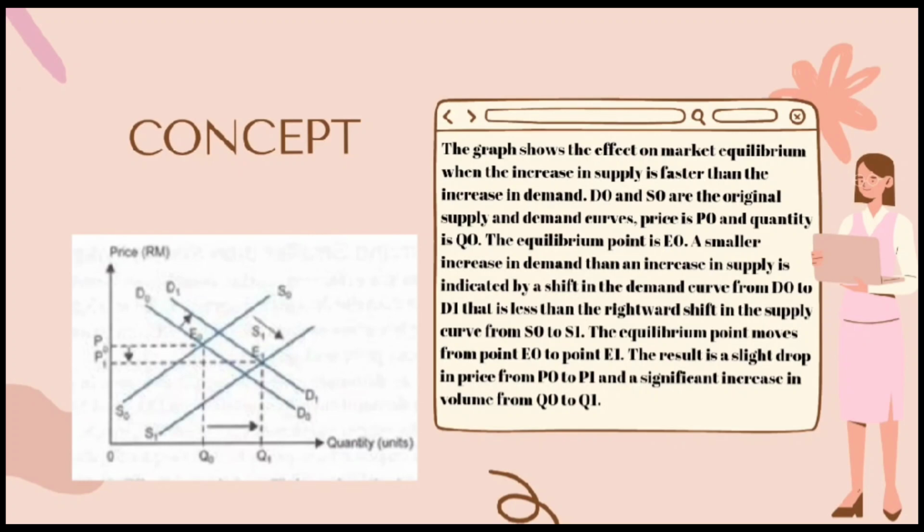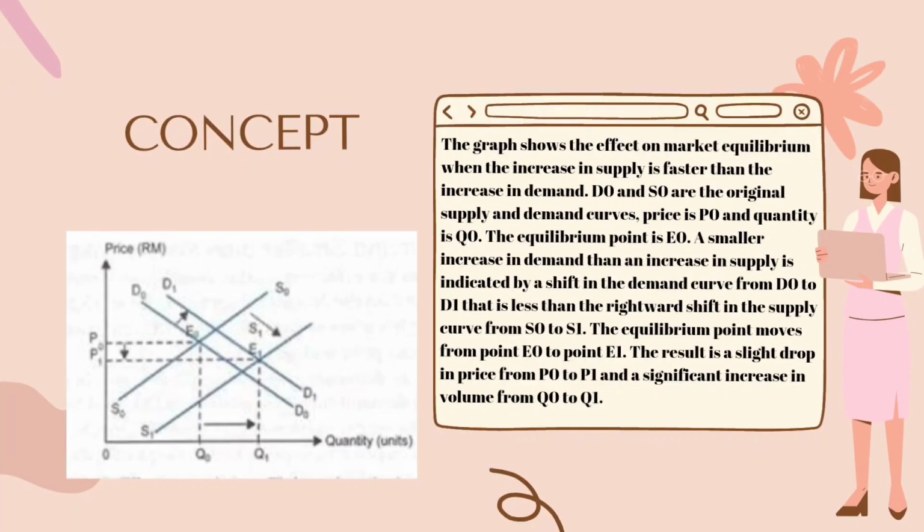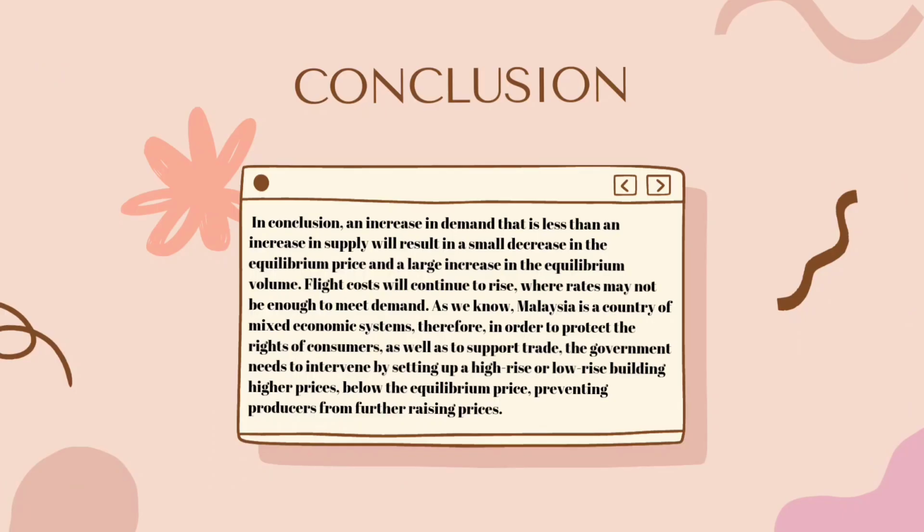The result is a slight drop in price from P0 to P1 and a significant increase in volume from Q0 to Q1. In conclusion, an increase in demand that is less than an increase in the supply will result in a small decrease in the equilibrium price and a large increase in the equilibrium volume. Flight costs will continue to rise where rates may not be enough to meet demand.